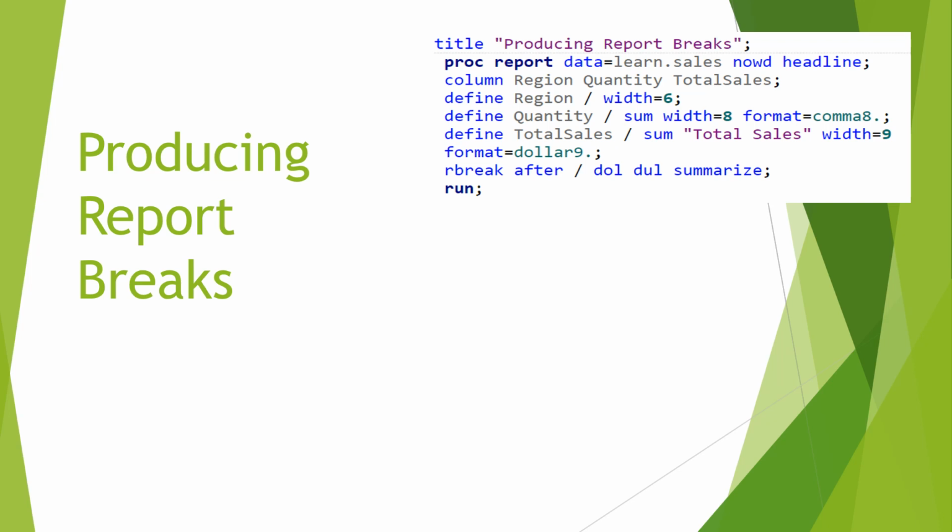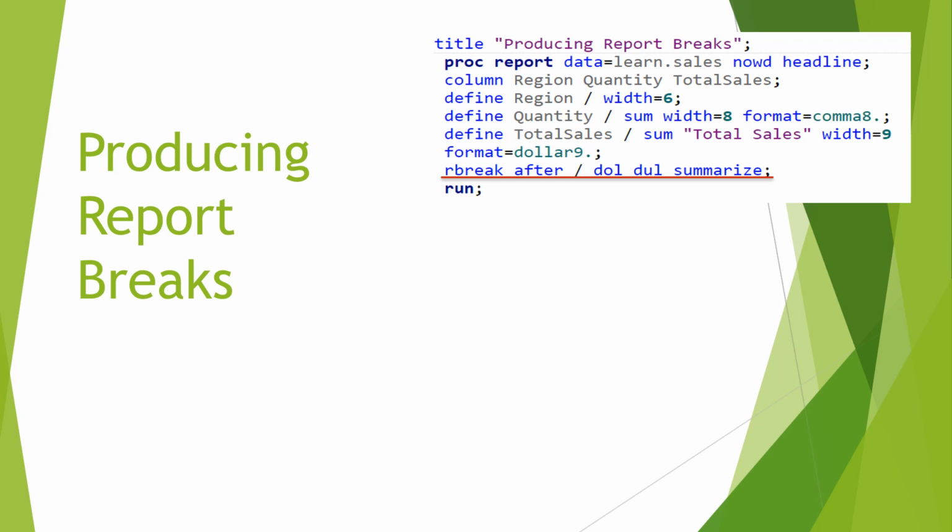PROC REPORT can produce totals and subtotals on analysis variables by using BREAK and RBREAK statements. RBREAK, which stands for report break, is used to report summary statistics, typically sum or mean, at the top or bottom of a report. The BREAK statement is used to report summary statistics each time a group or order variable changes values.